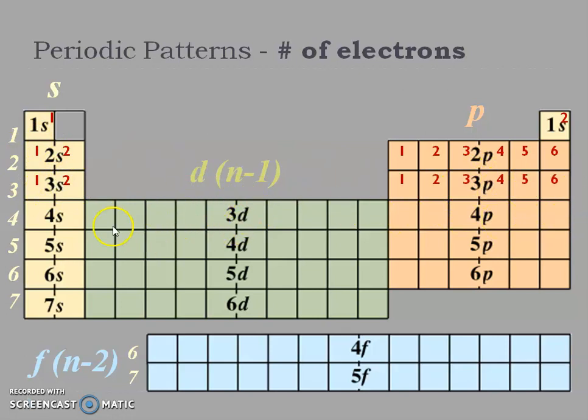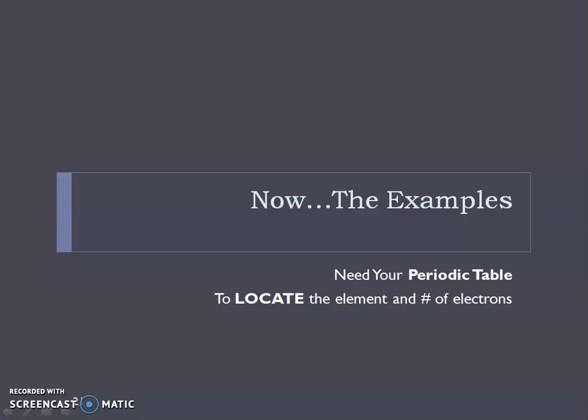Now that we get to the 3D, this is going to start 1 through how many? You know this, right? Up to 10, so that should make sense. And of course, the P's are going to be 1 through 6. And your F sublevel down here is going to be 1 through how many? You should know this by now because of the charts and what we've talked about, but those are going to be up to 14 electrons.